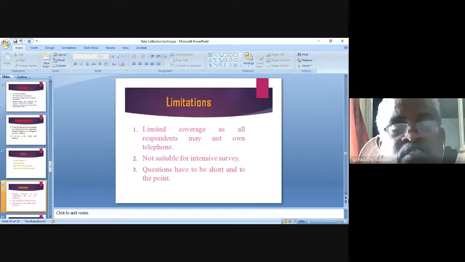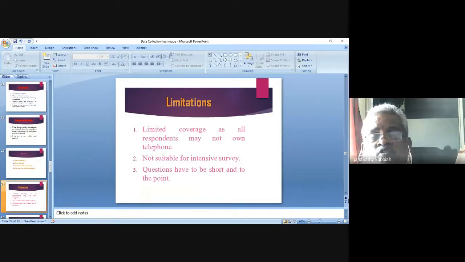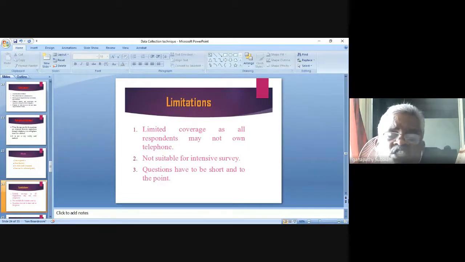There are some limitations. Coverage is limited, as not all respondents may own telephones. It is not suitable for intensive surveys. The questions have to be short and pinpointed. Each and every question must be in a short form when making a telephone interview.